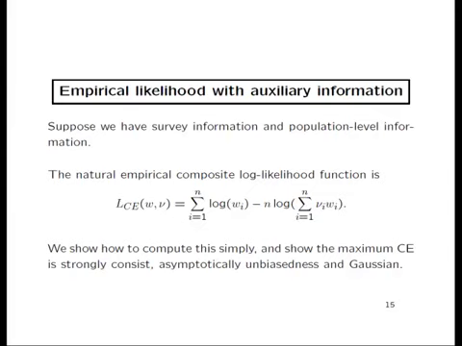So I'm skipping over about 20 pages of mathematics, but basically we can show that this actually works, and you can show that when you maximize this composite likelihood, it's strongly consistent, asymptotically unbiased, and Gaussian, in a sense that I could spend a lot of time talking about, but I'll spare you right now. So basically what we're going to do is use this maximum empirical likelihood approach in place of the parametric approach.